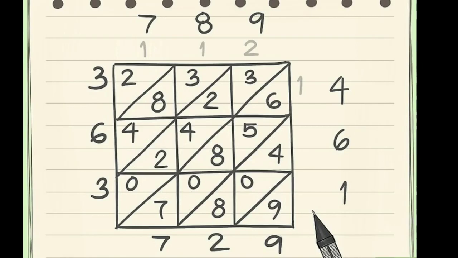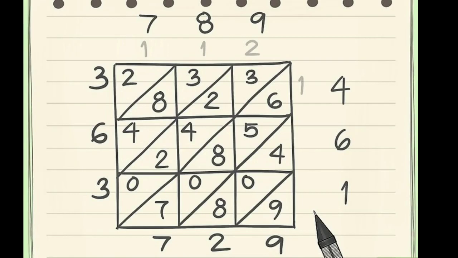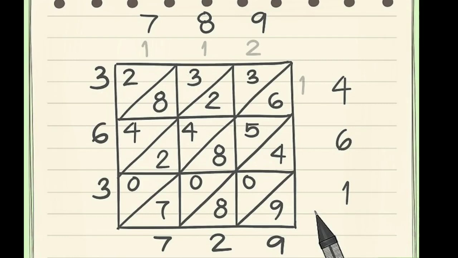So what are the steps? The first step is, you have to write the digits of the multiplicand along the top horizontal side of the subsquares and the digits of the multiplier along the right vertical side of the subsquares. Here my multiplicand is 789 and my multiplier is 461. So I have written 789 on the top horizontal side, whereas I have written 461 along the right vertical side. Now the next step is, you have to multiply each digit of the multiplicand with one digit of the multiplier at a time.